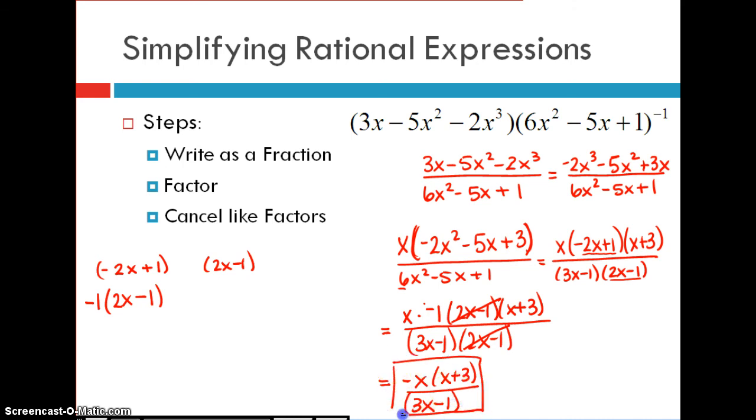So when you factor or when you simplify rational expressions, you write as a fraction, you factor, and sometimes that means factoring has to happen multiple times. For example, we took a GCF, then we had a quadratic, so we factored our quadratic. After we had our quadratic, we realized we could take another GCF. So this factoring step could take multiple times, and then finally you cancel your like terms.